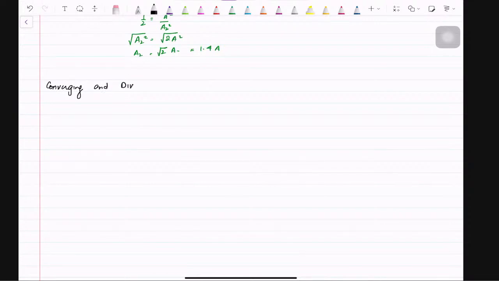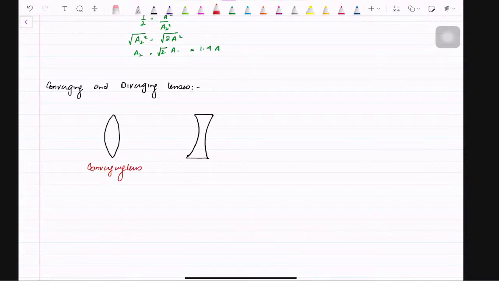And diverging lenses. So first of all, I'd like to tell you that there are two kinds of lenses. One, which looks like this. The other one, that looks like this. This lens is called the converging, and this is called the diverging lens.